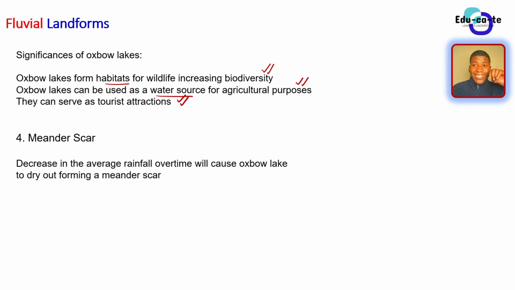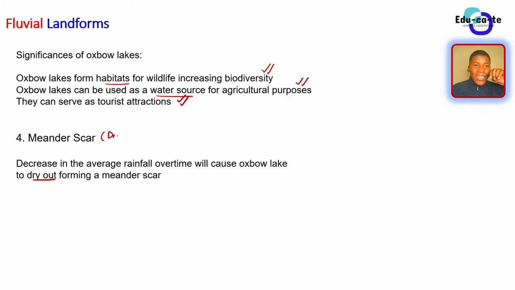So if it happens that there is no longer rainfall or there is a decrease in the average rainfall over time, this will cause that oxbow lake to dry out, okay, because the water that is in there was coming from the river, but now because it has been cut off from the mainstream, the water that is flowing in the river won't be able to reach it in any way anymore. So basically, this will dry out the oxbow lake. So the dry oxbow lake is known as a meander scar.